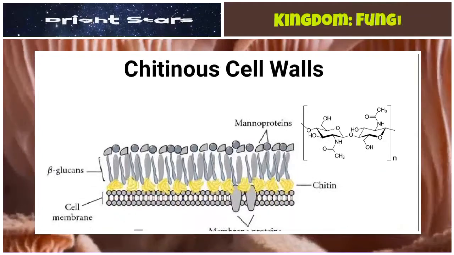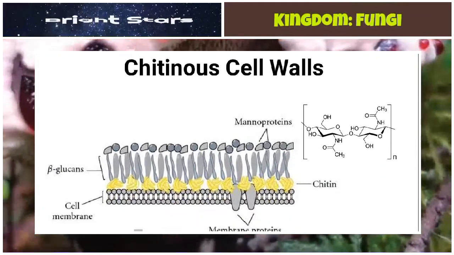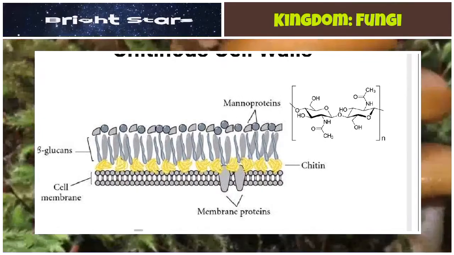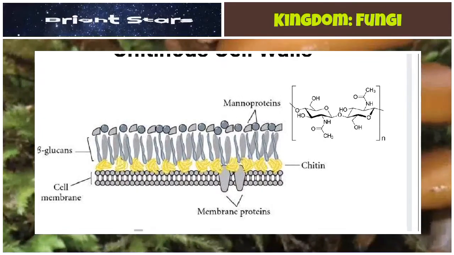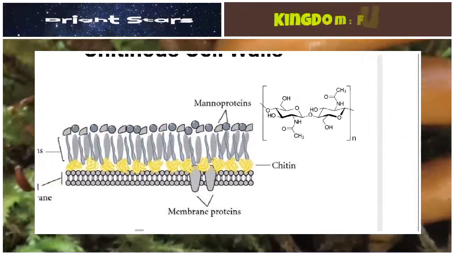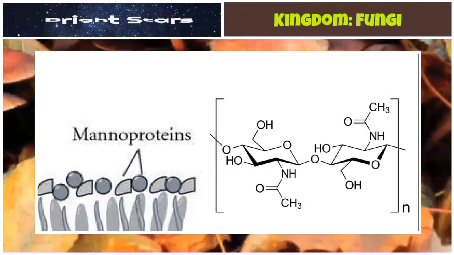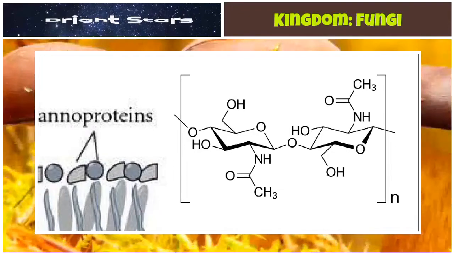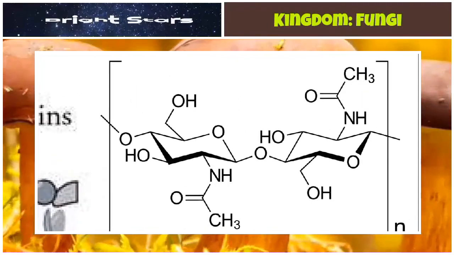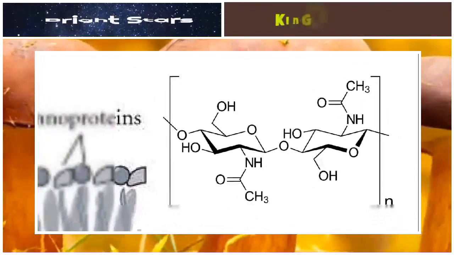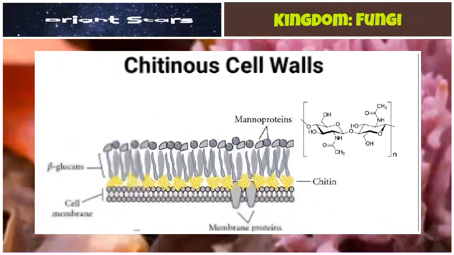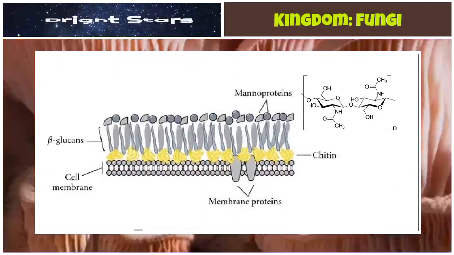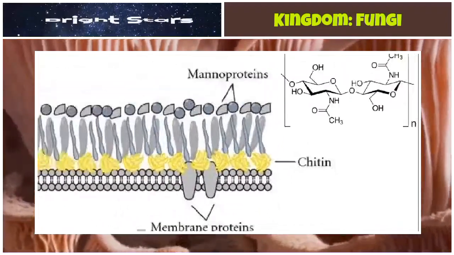Next thing is they have chitinous cell walls. Here the cell wall consists of a substance called chitin. In higher plants, cellulose is present in the cell wall, whereas in the case of bacteria, muramic acid is present. But in the case of fungus, chitinous cell wall, chitin is present.